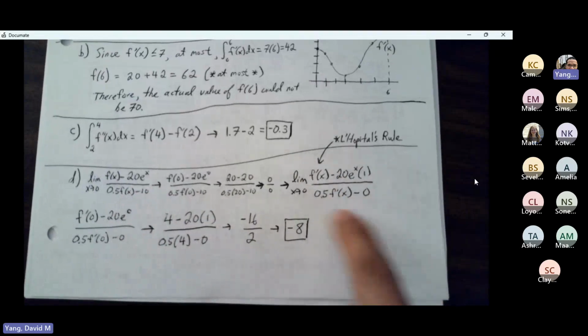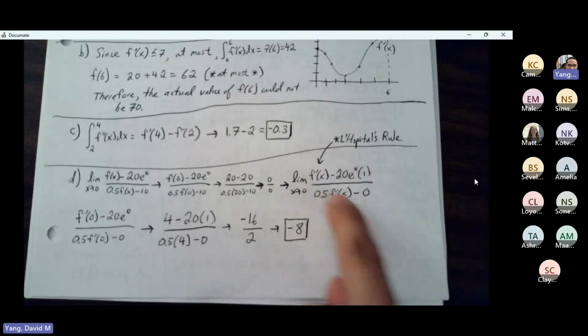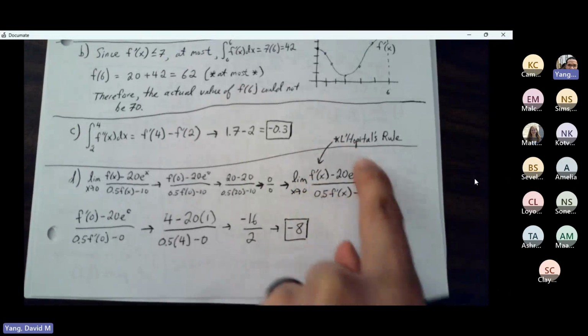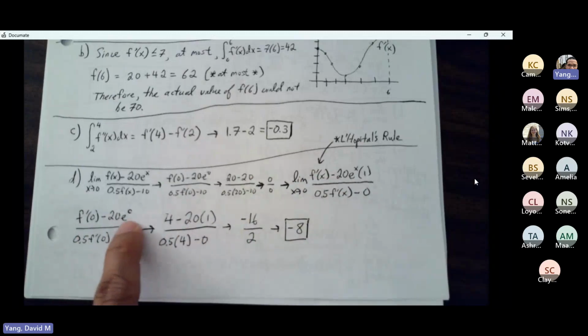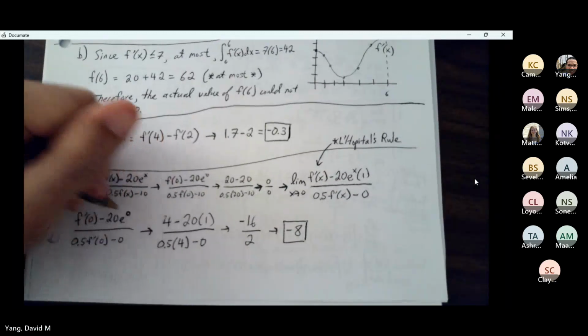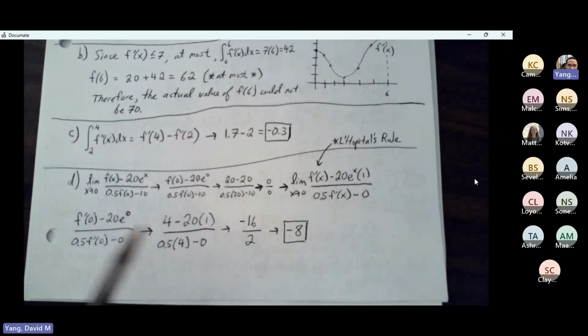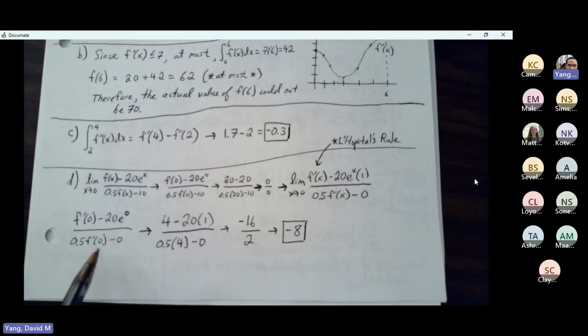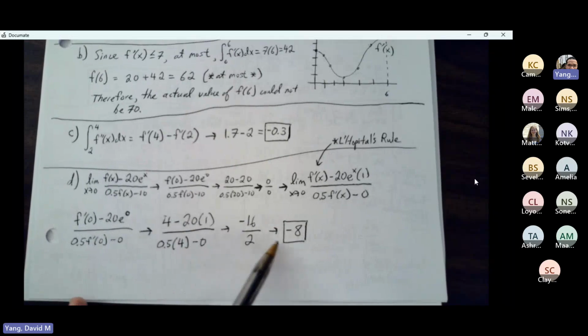So now we have the derivative. Reevaluate 0 in for the x's, and we're hoping now that we're going to get something different than 0 over 0. Hopefully, we'll get a real number. So f prime of 0 is 4. e to the 0 is 1, which is 20 times 1 is 20. 4 minus 20 is negative 16. f prime of 0 is 4. Half of 4 is 2. 2 minus 0 is 2. Negative 16 over 2 is negative 8.